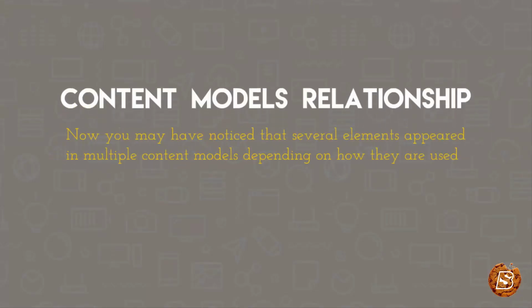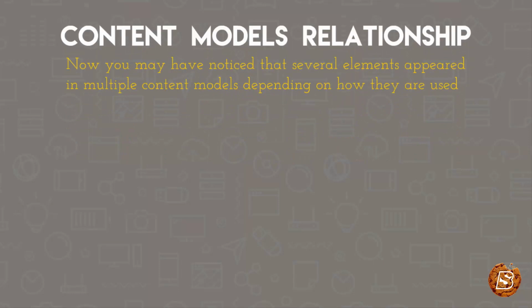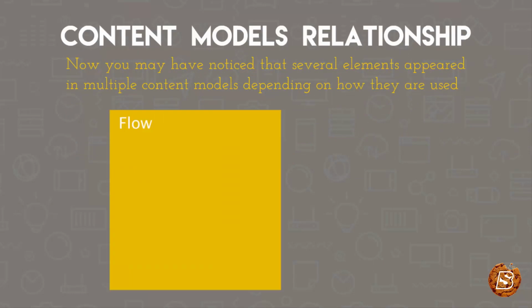Now, you may have noticed that several elements appeared in multiple content models depending on how they are used. Over here we have the content model relationship defined in a Venn diagram. The first one which you see over here is the flow content model. Now the flow content model contains every other stuff. Here we have heading and sectioning.